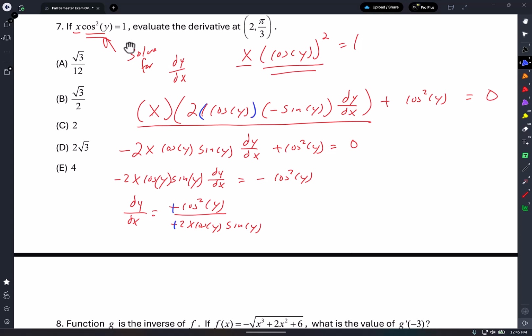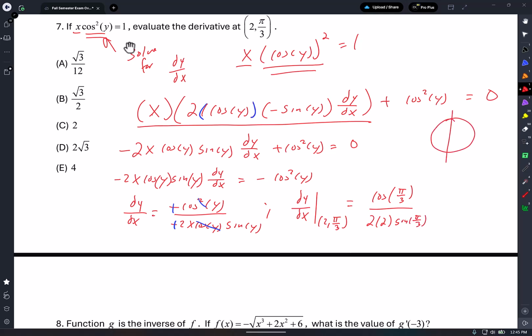And then I have a cosine squared y and a cosine y here. You can cancel one of those out like that. All right, dy/dx evaluated at (2, pi over 3). So you got to know a little bit of pre-calc. Not much, but a little bit. Cosine of pi over 3 over 2 times 2, because that's what the x is, times sine of pi over 3.